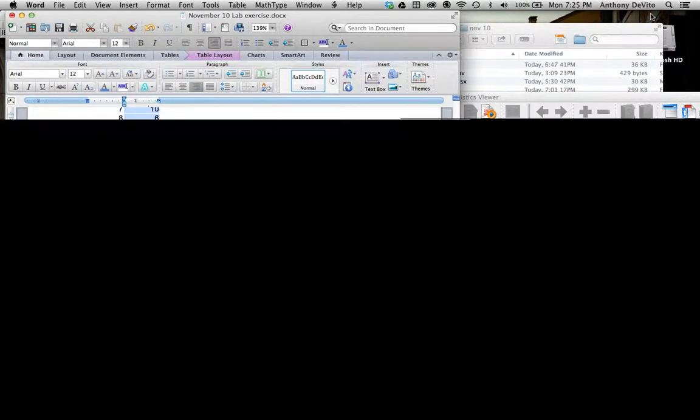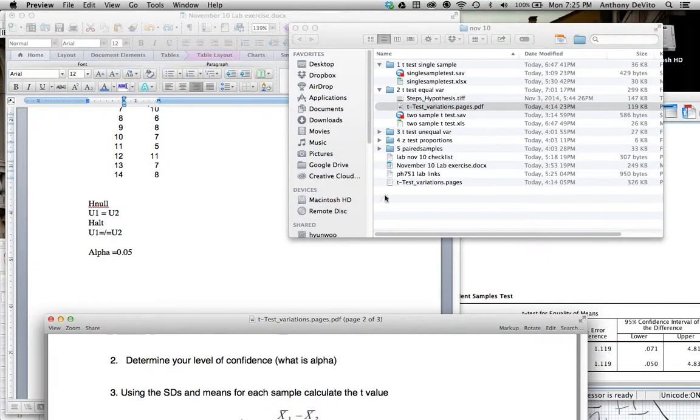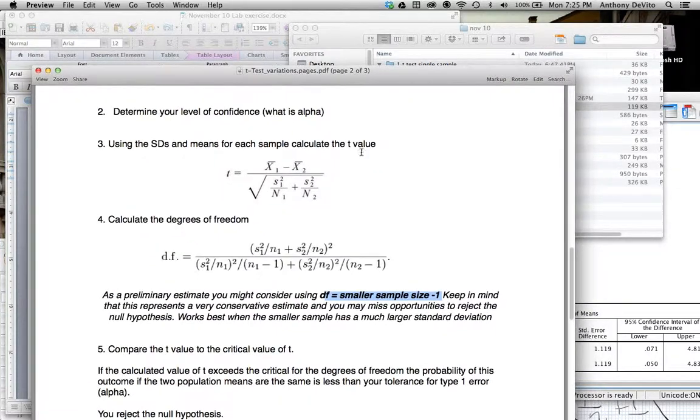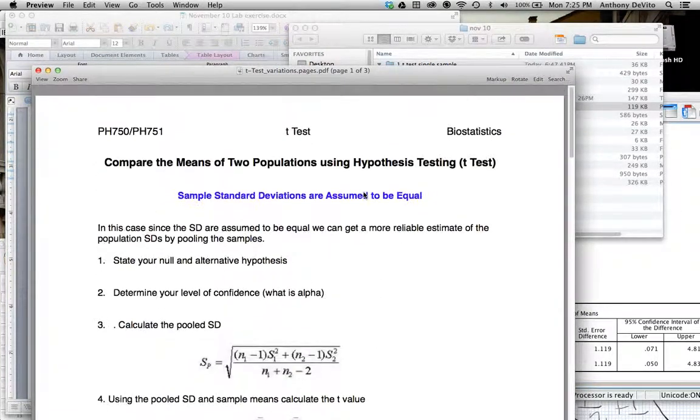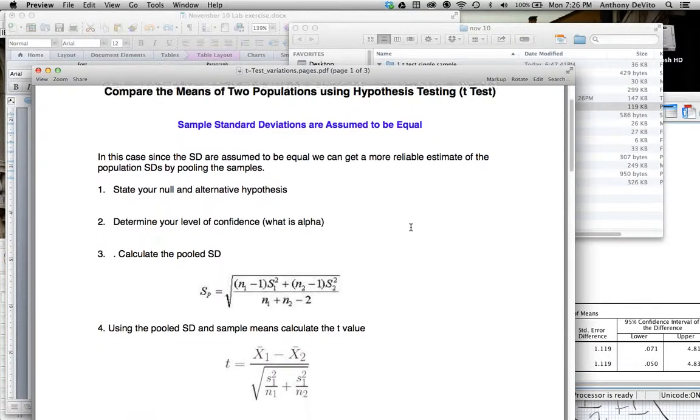I must have closed it. Okay, let me go back to here and open it again. Oh, there it is. Okay, so remember, the first way, equal variances are assumed. That's the first thing I did. So what do I do there?